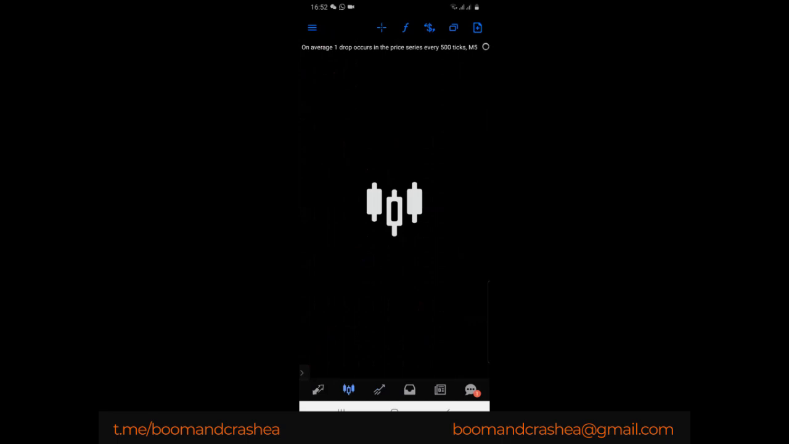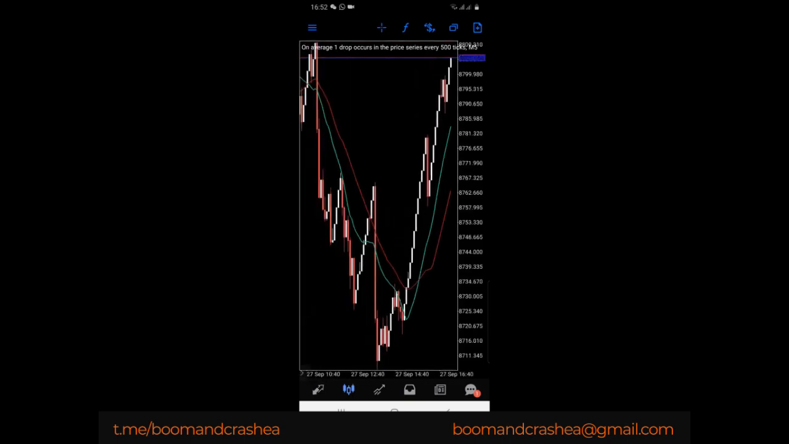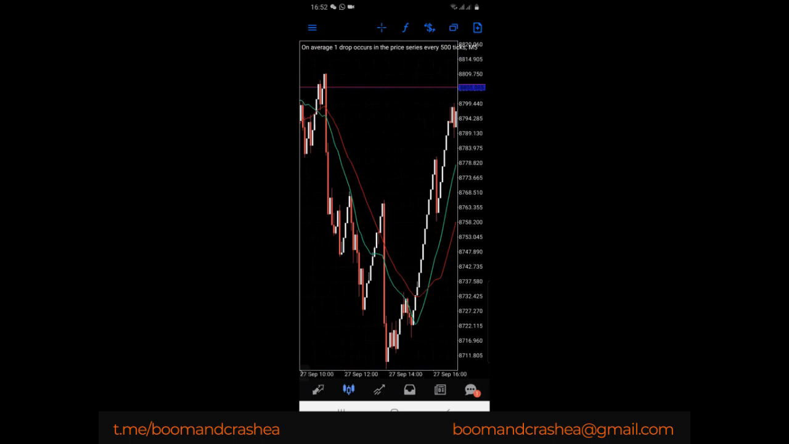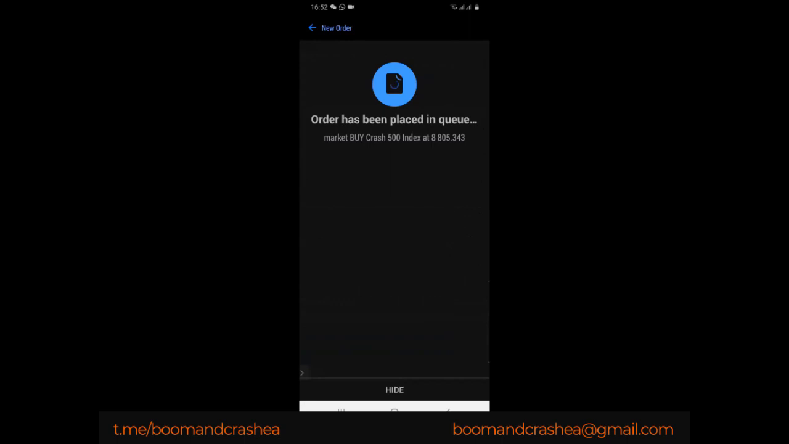To see the setup. Okay, Crash 500 has already crossed. It crossed somewhere here. So here should have been the best place to enter the trade, but I missed the opportunity. But still, for us to know that crash is always in a buy trend, I'll go for buy for crash. Now we are in a loss, right? So let's just give it some time. We'll go into profit.